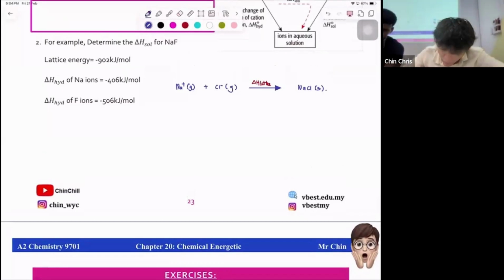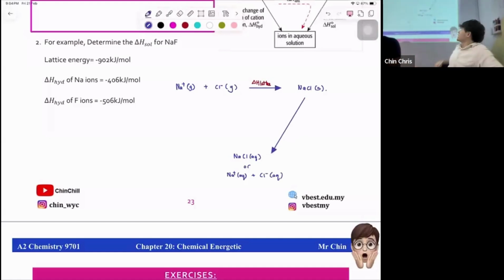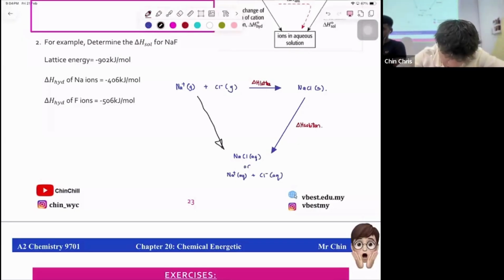Okay, guys, let's say from NaCl solid it turns into NaCl aqueous, or Na plus aqueous and Cl minus aqueous. What is this reaction going to be? From solid turning into aqueous is dissolving, right? So we call it delta H solution. Understand? What about from gas turning into aqueous? From gas turning into aqueous, we call it hydration. Understand?